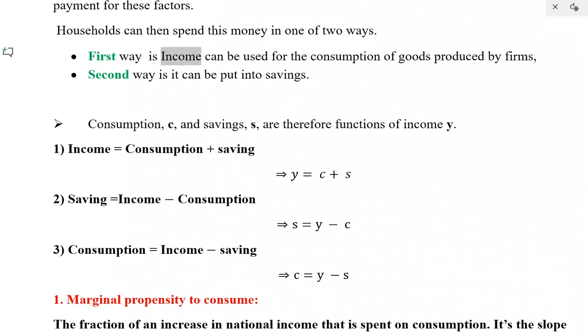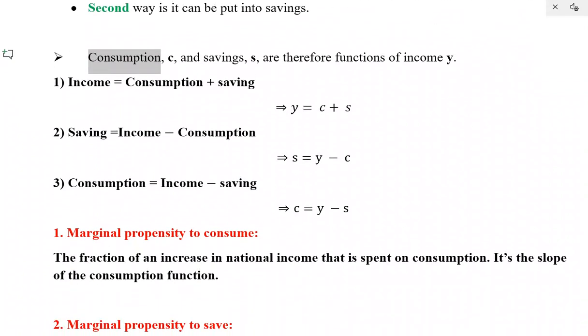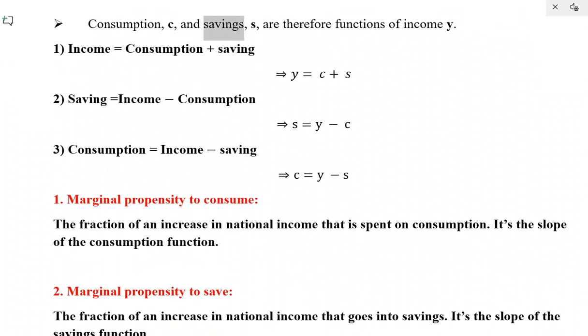First way is income can be used for the consumption of goods produced by firms. Second way is it can be put into savings. Consumption, C, and savings, S, are therefore functions of income Y.